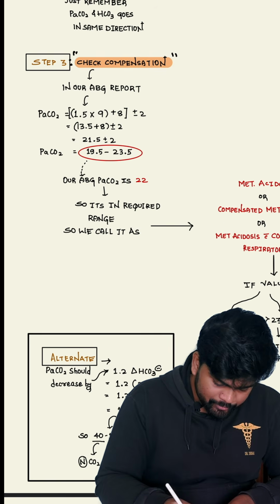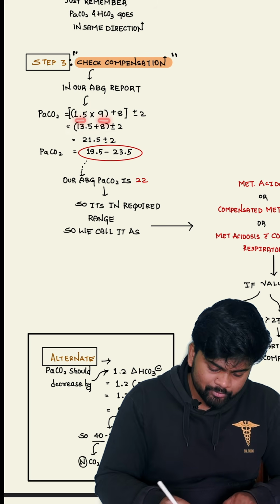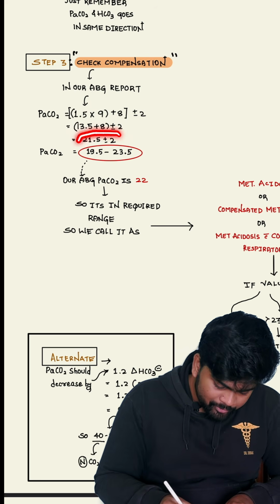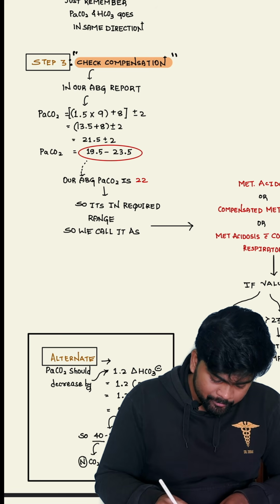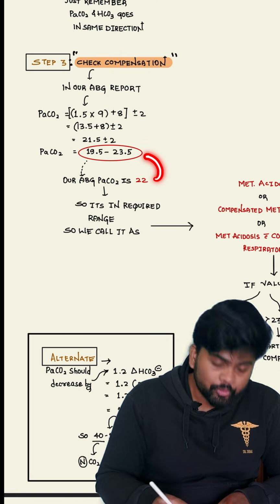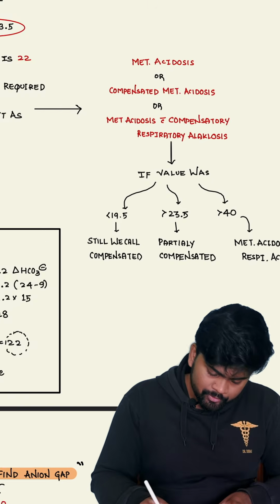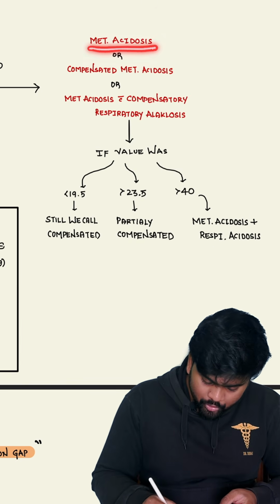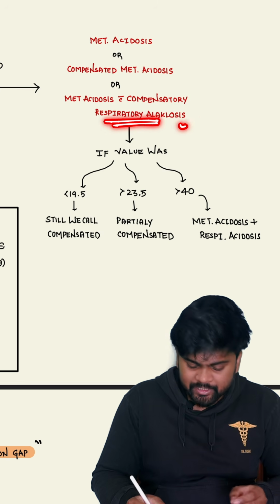We will take our example. That is 1.5 times bicarbonate, which was 9, plus 8, plus or minus 2, which will come as 21.5 plus or minus 2, which is 19.5 to 23.5. So in our ABG, PCO2 is 22. This 22 is in the range of 19.5 to 23.5. So it is well compensated metabolic acidosis. So we call it just metabolic acidosis, or we can call it compensated metabolic acidosis, or we can call it metabolic acidosis with compensatory respiratory alkalosis.